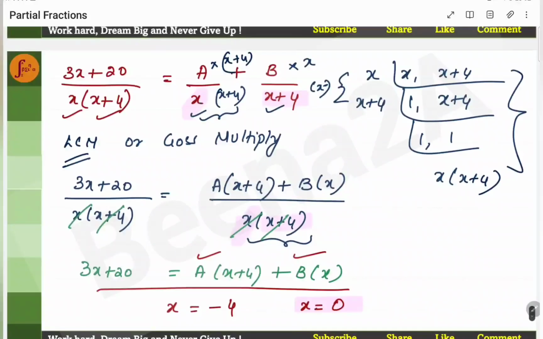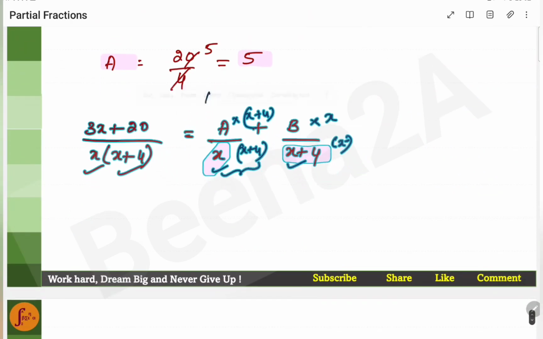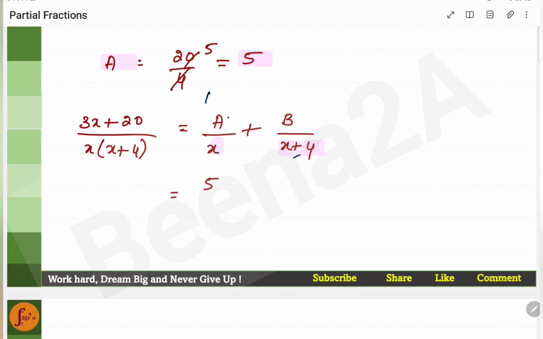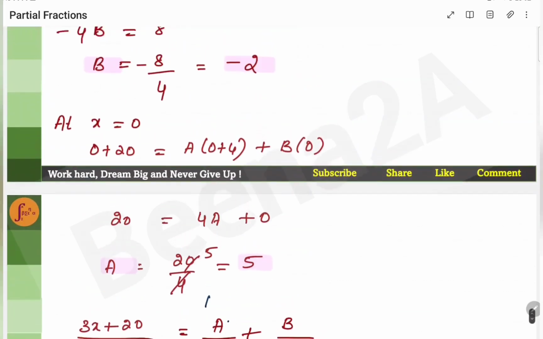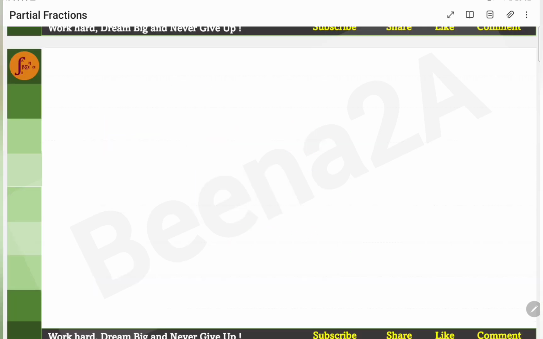Now I'll take this expression where I had split and substitute the value of a and b. I will substitute the value of a. A is 5 by x plus b is minus 2. So I'll put minus 2 here. Minus 2 by x plus 4. So this is the final answer. Now let's take another problem.